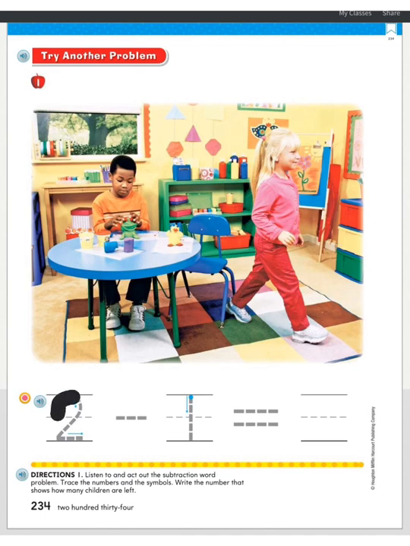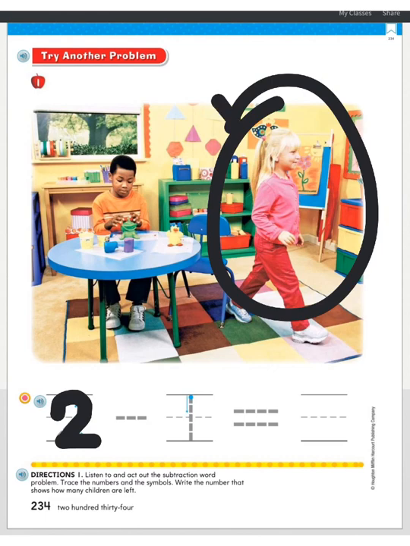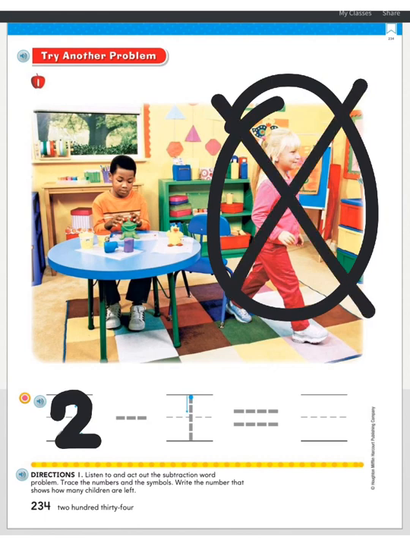So we're going to go ahead and trace the two here in our number sentence, because there were two kids playing. But we did say that that little girl looks like she's getting up to walk away. Maybe she's getting a drink of water. So she is leaving. Okay, so we're going to take her away from the table. Whenever we take things away, we use the minus sign. The minus sign is just a line across.